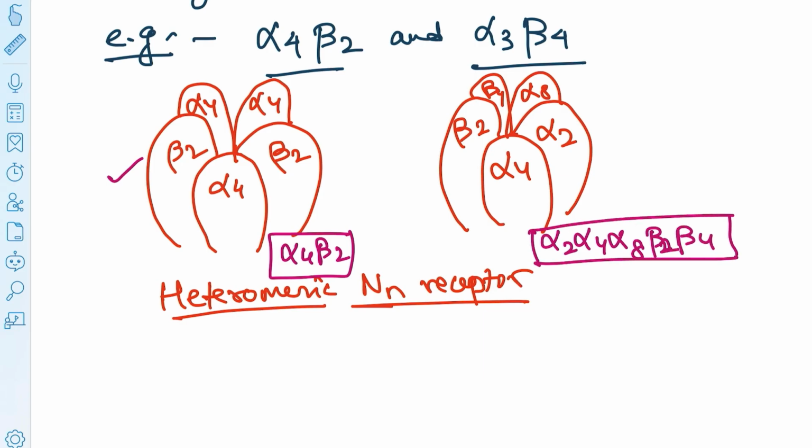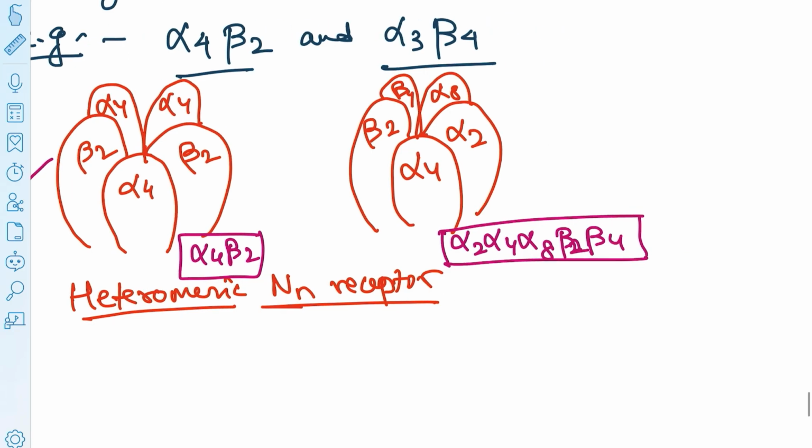So the nomenclature is based on the alpha subunit first, and you have to arrange it in ascending order, and then the beta subunit in ascending order, and you have to name all the different subunits that are present in the particular ion channel. Okay, so this was all about heteromeric nicotinic receptors, right?